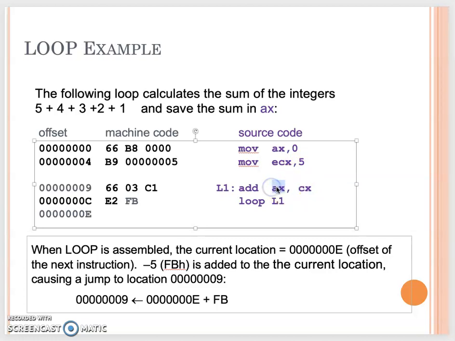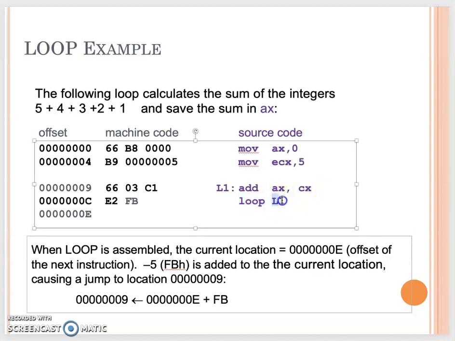Because we save the sum in AX, we just read 2 bytes from ECX, so that will be CX. After you're done, you need to repeat to add this one. After the first time you add the 5 to AX, the next one you want to do is 4. Since the loop instruction automatically, as the first thing, deducts ECX by 1, that's why here in the loop, it will decrement ECX.